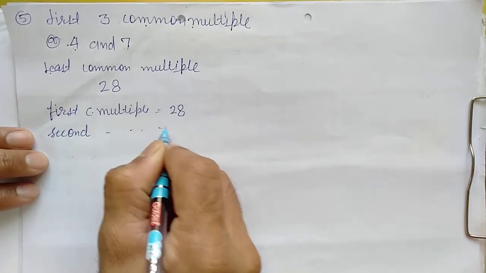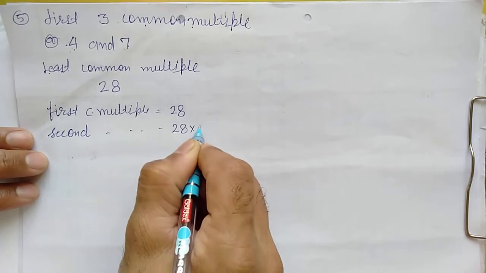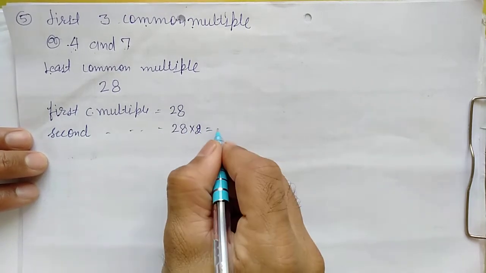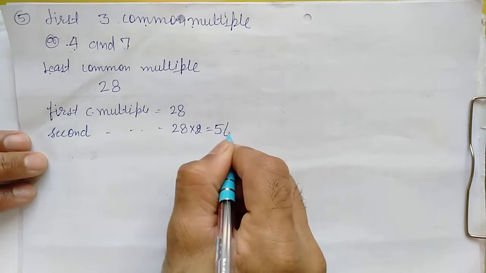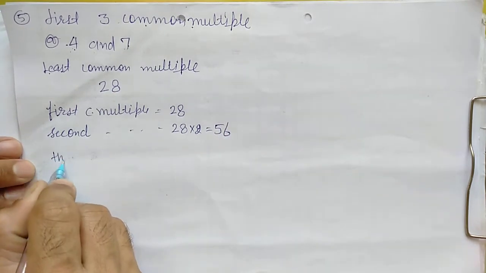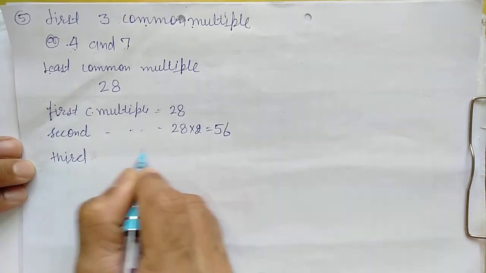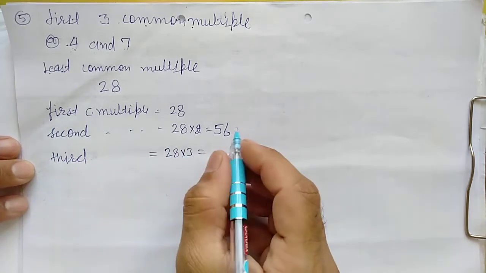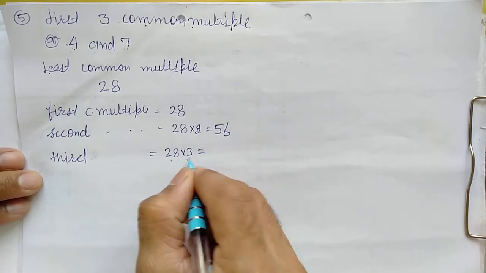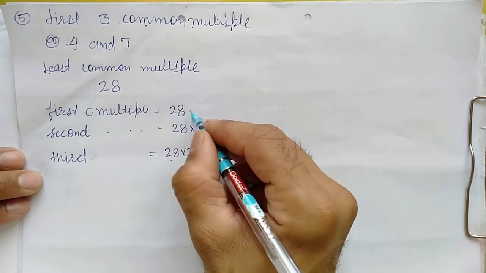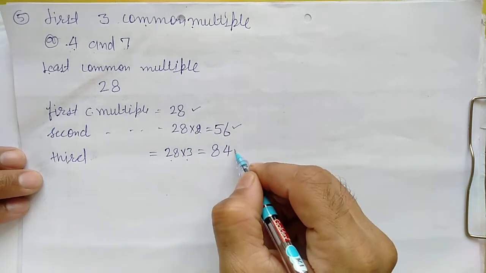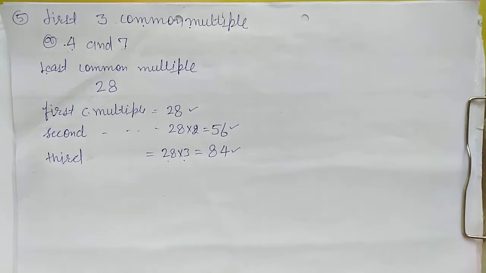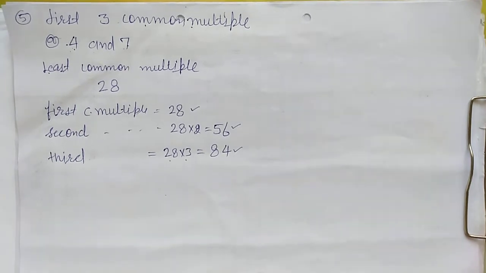The second common multiple will be 28 multiplied by 2, that will be 56, and the third will be equal to 28 multiplied by 3, that will be 84. So this is first, this is second, and this is third. These are the three common multiples. Like this we have to find.